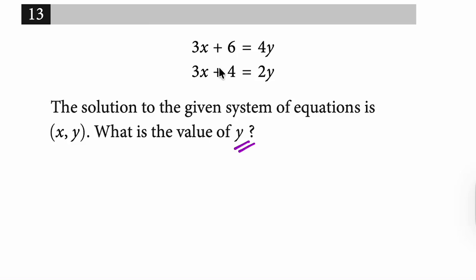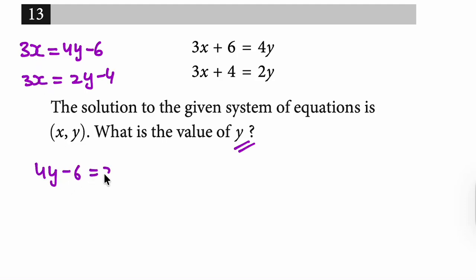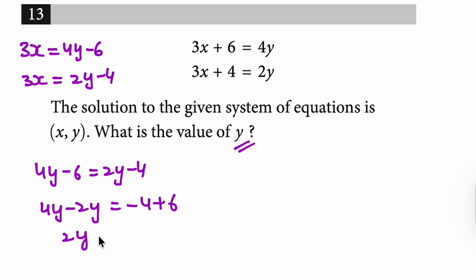But again, in this question, only y is asked, so I can see a pattern here. Let's calculate the value of 3x from both the equations. 3x plus 6 is equal to 4y. So subtracting 6 on both sides in the first equation, and in the second equation subtracting 4 on both sides. Because both are equal to 3x, I can equate the right hand sides also. Now subtracting 2y on both sides, that will become 4y minus 2y. Now I am solving it because I have to show you the work, but you have to reach a level where you can do it in your head itself. So dividing by 2, y is equal to 1.